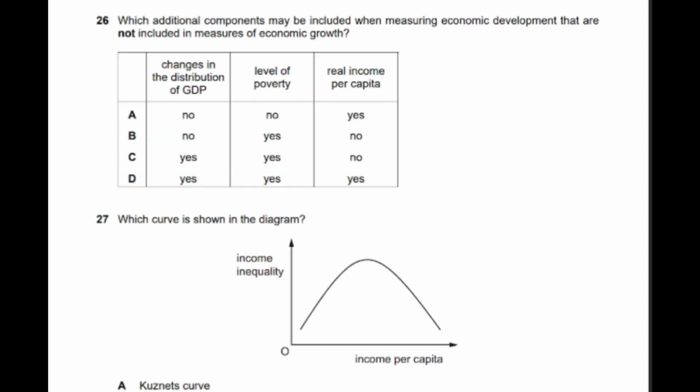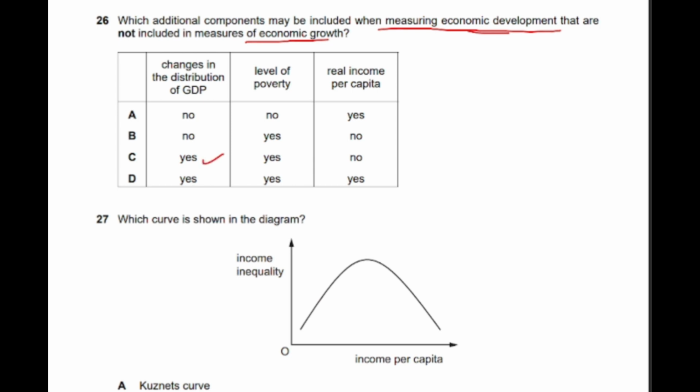the future generations. Which additional component may be included in measuring economic development that is not included in economic growth, right? Economic growth and economic development are two different terms. Economic growth is a rise in real GDP per capita. Economic development is when there is a rise in standard of living as well. So while measuring economic development, we look into the additional information that is changes in distribution of income.